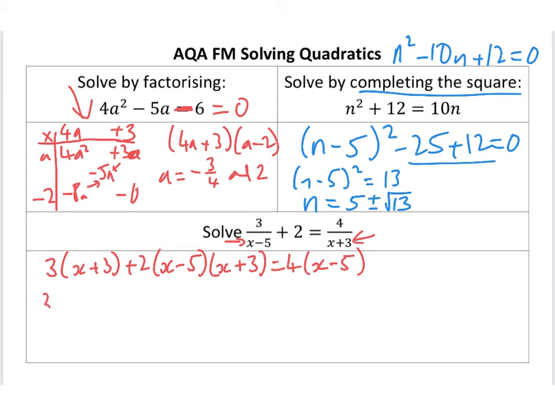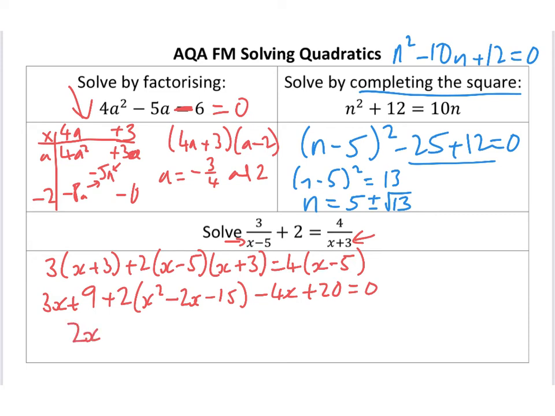So all I've done is multiply through by the denominators. Okay, so here we go, 3x plus 9 plus 2x squared minus 2x minus 15. Actually, I'm going to bring that over the other side, minus 4x plus 20 equals 0. Now then, when I multiply out that second bracket with the x squareds and then simplify, I'm going to end up with 2x squared minus 5x minus 1 equals 0.